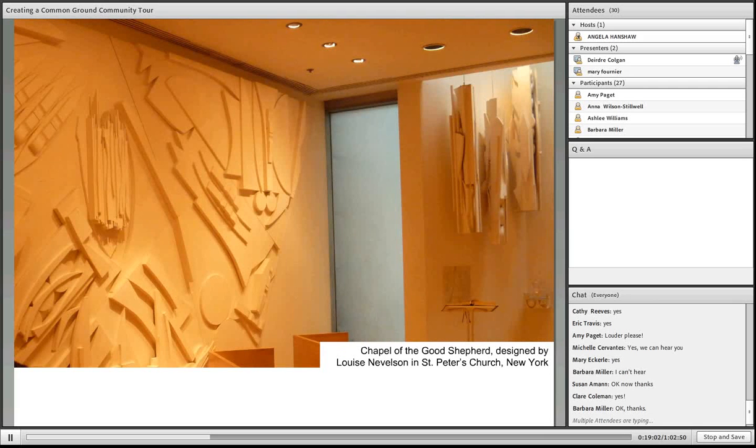Here's another very different kind of space. It's sometimes referred to more as a piece of artwork than as a church. It's within a larger church space called St. Peter's Lutheran Church in New York, but it's a very tiny chapel. It's almost like being inside a Joseph Cornell box, if you're familiar with that box artist. It was designed by the sculptor Louise Nevelson.